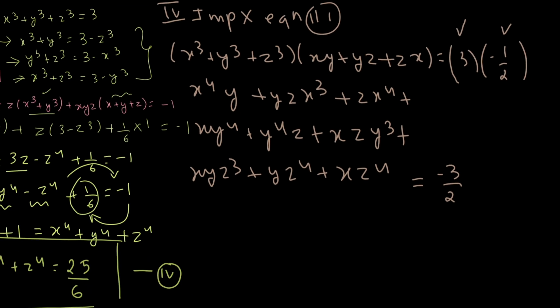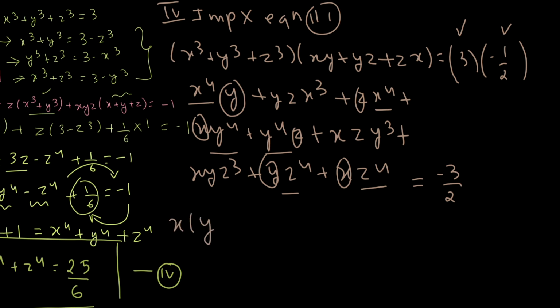So now let us rearrange the terms on the left hand side. So here we have y into x to the power 4, and here we have y into z to the power 4, and similarly we have x into z to the power 4 and x into y to the power 4, and similarly z into x to the power 4 and z into y to the power 4.